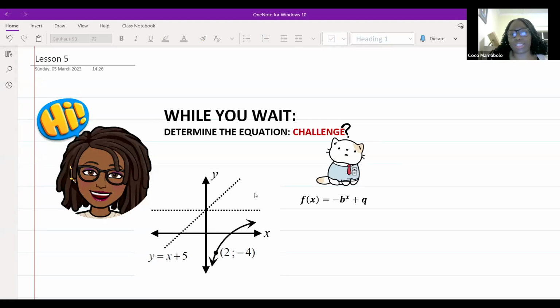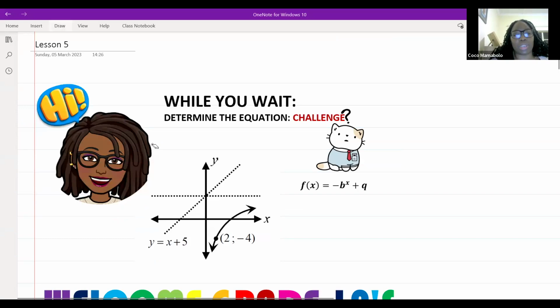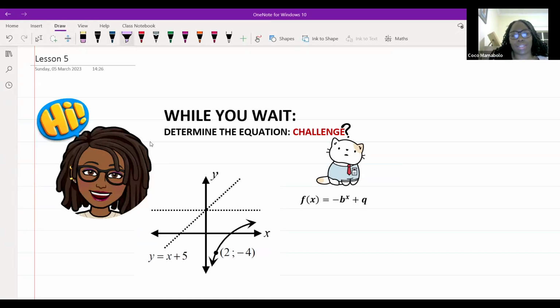Okay, so I've given you guys a hint by making this a negative b to the power of x, because that's going to make this a little bit different. Now, you'll note that my exponential graph actually has an asymptote. They just haven't told us what the asymptote is. But they've also given us some interesting information over here. They've told us that we have a straight line, y is equal to x plus 5. That's very important information.